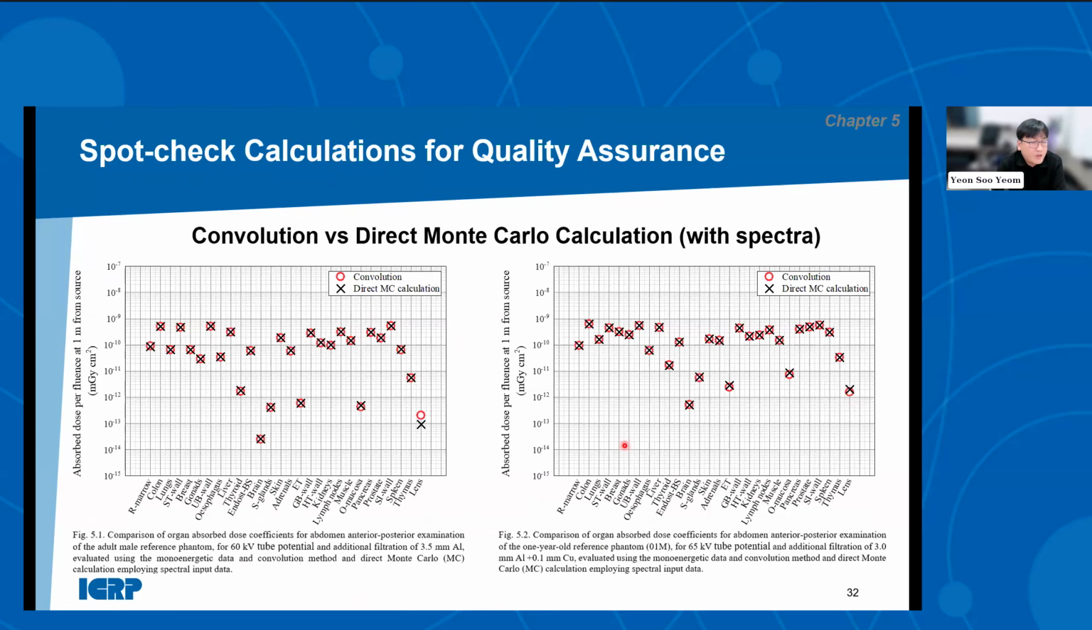We also performed quality assurance of the spectral dose coefficients derived from the convolution with the monoenergetic dose coefficients. For this, we compared the values with additionally calculated values from direct Monte Carlo simulation using the X-ray spectra. As you can see, there is excellent agreement for most of the organs and tissues. Only a few organs, such as the eye lens, again show some disagreement, because these organs are completely outside of the beam field and have large statistical uncertainty.